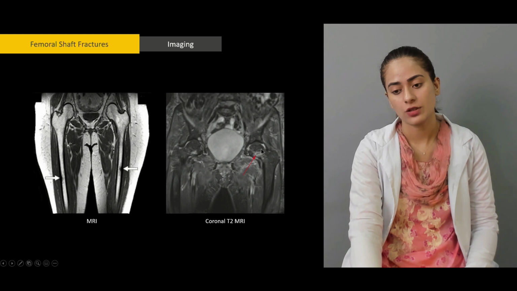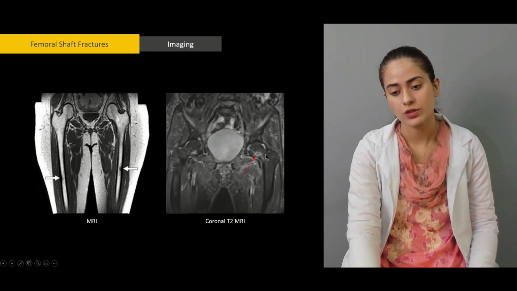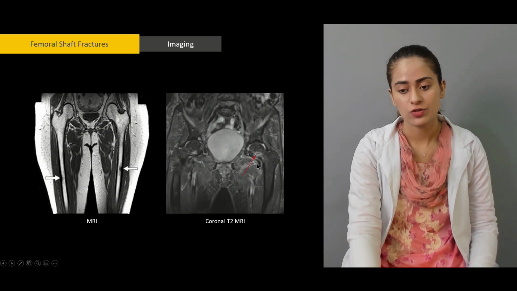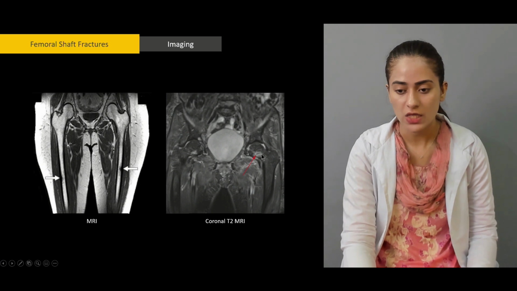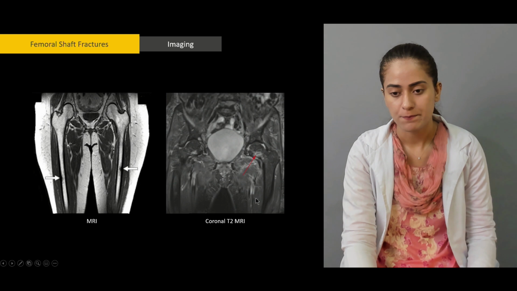So this is a fracture of the head and not the shaft here. The shaft is this, and this is actually the head. So it's a fracture here. This is more suggestive of a stress fracture, because there's sclerosis here as well. So this is a stress fracture in a T2 sequence of MRI.